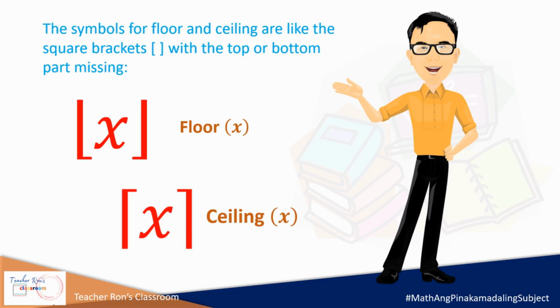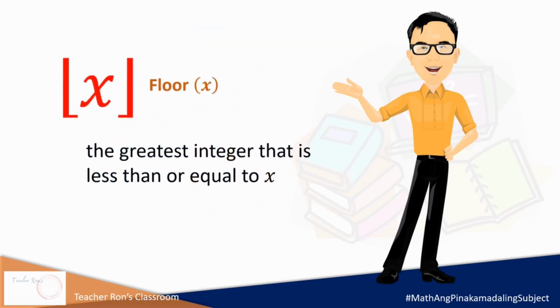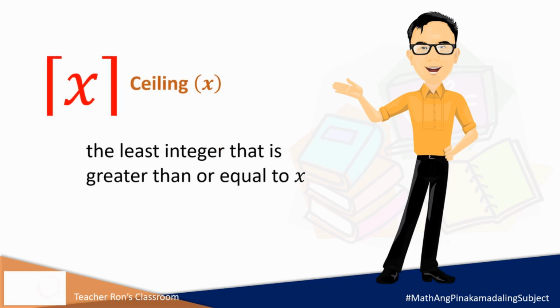Based from the examples presented earlier, narito ang kahulugan ng floor at ceiling ng x. Floor of x is the greatest integer that is less than or equal to x. The ceiling of x is the least integer that is greater than or equal to x.